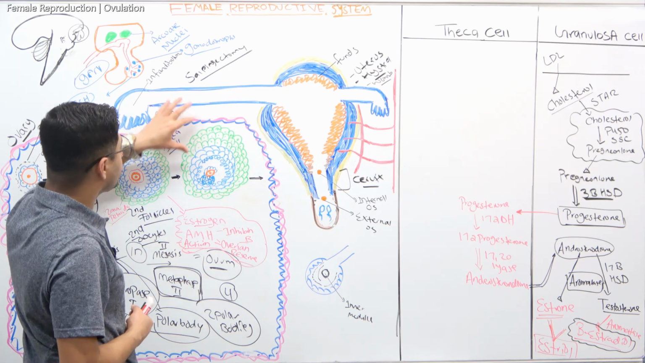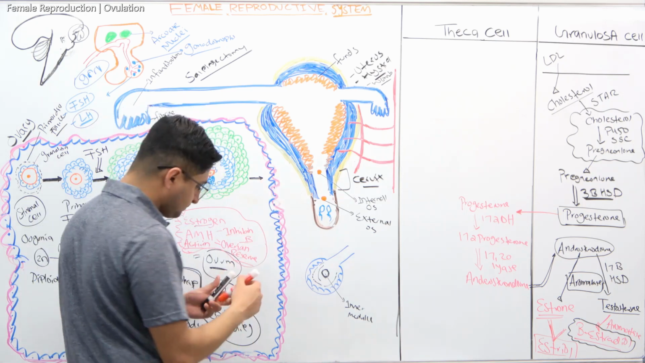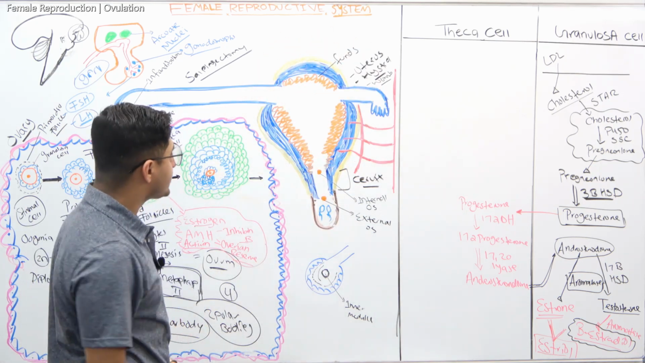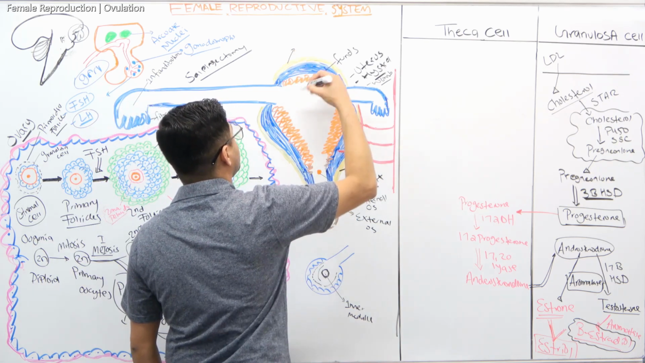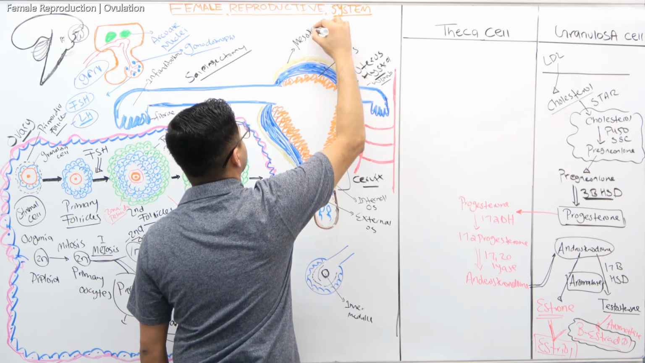That's what these guys do. And the other thing they do is this: estrogen comes here. And look at this uterus. The uterus has three layers. Look, this outside layer contains mesothelium. Let me write down mesothelium.